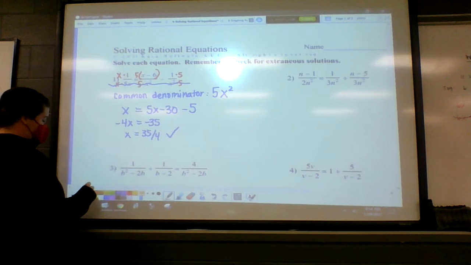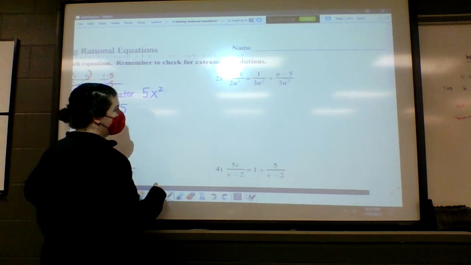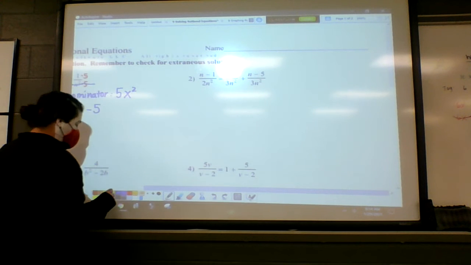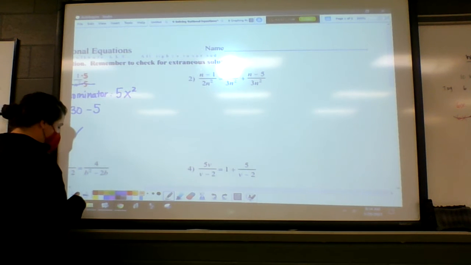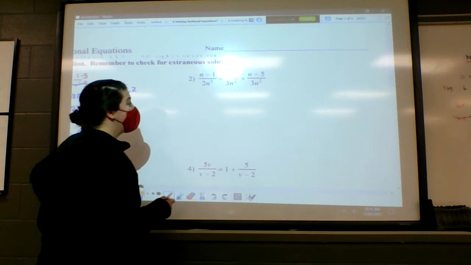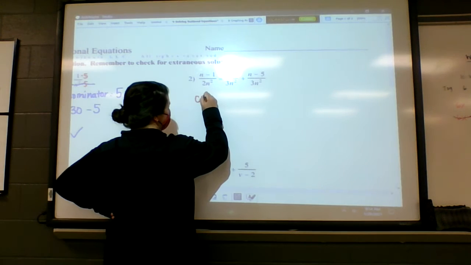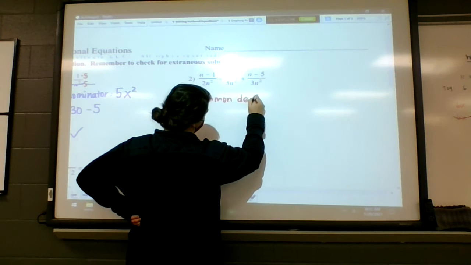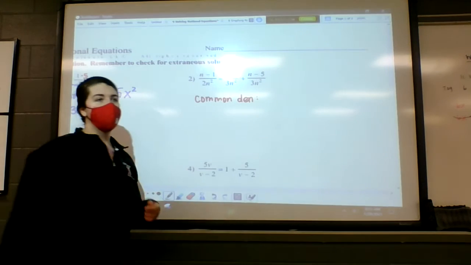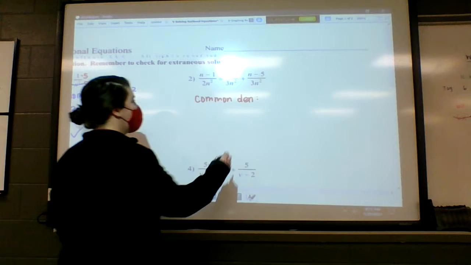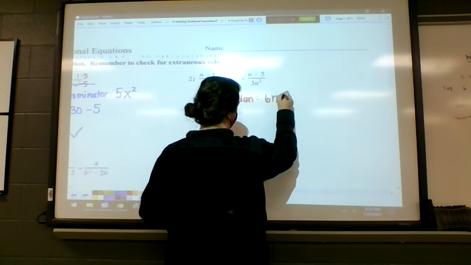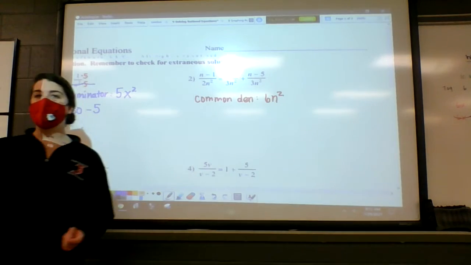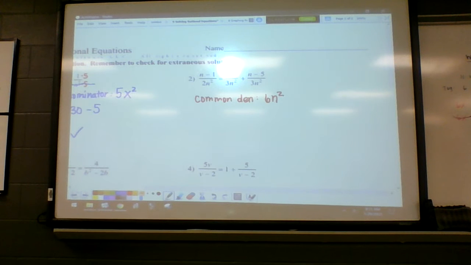All right, let's try another. We have 4 denominators, and 2n squared, 3n squared, and 3n squared. So we need a common denominator. What should we go with for a common denominator? 6n squared. What do y'all think? Yes? 6n squared? So we're good? 6n squared? They all have n squared, so that turned out really nice.